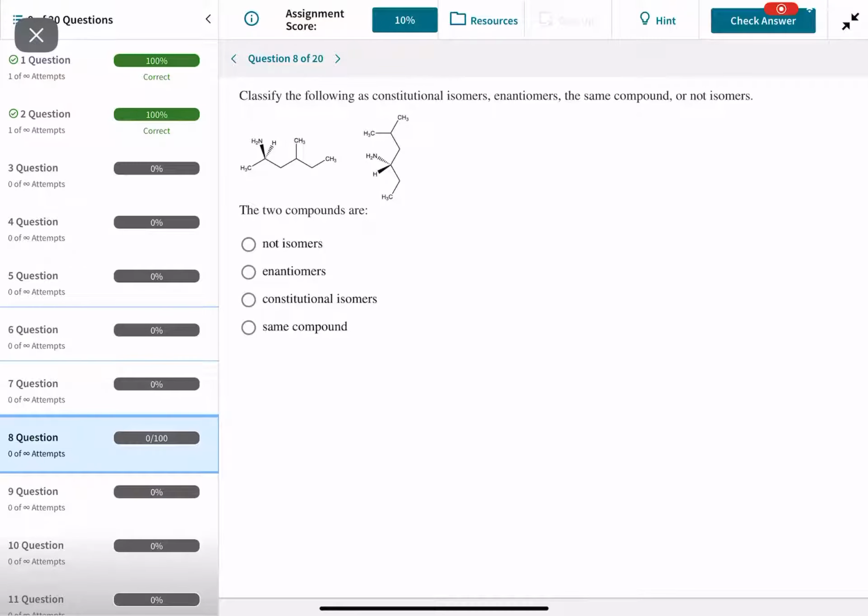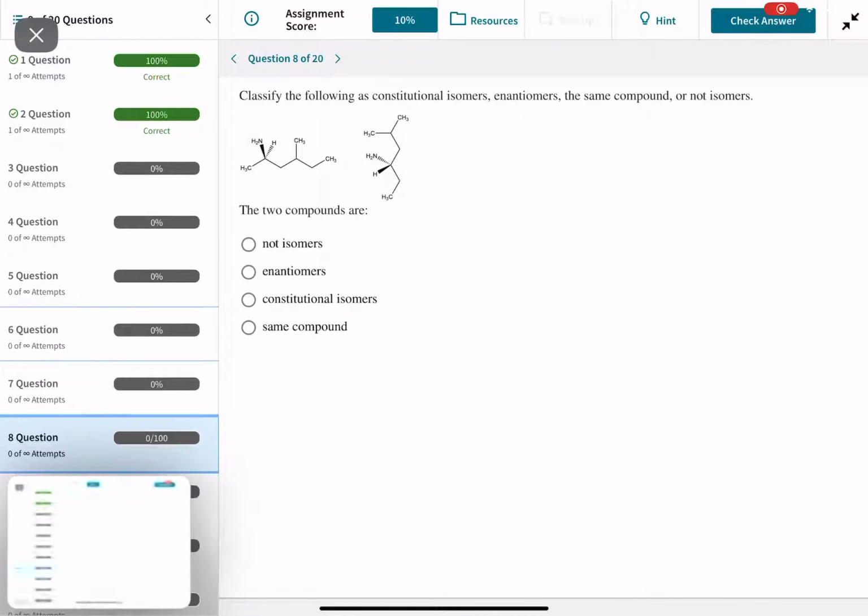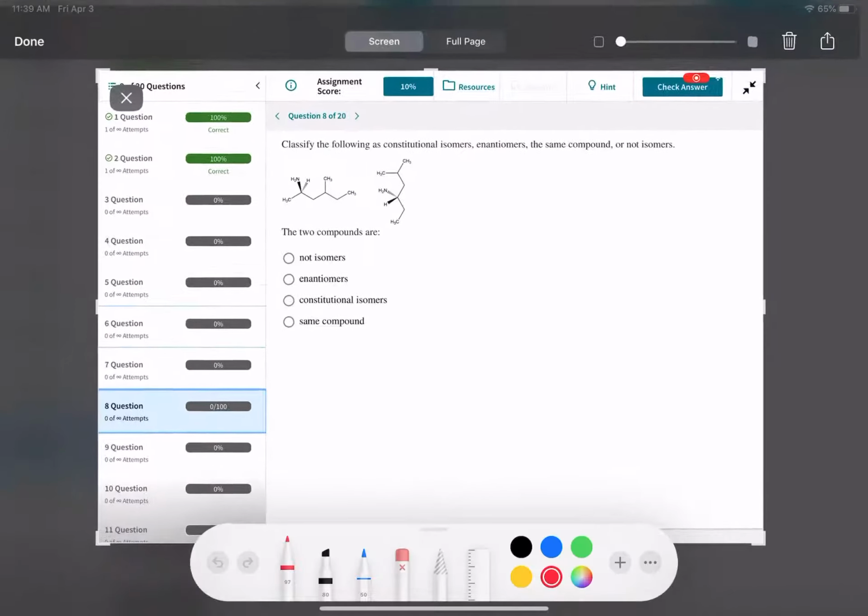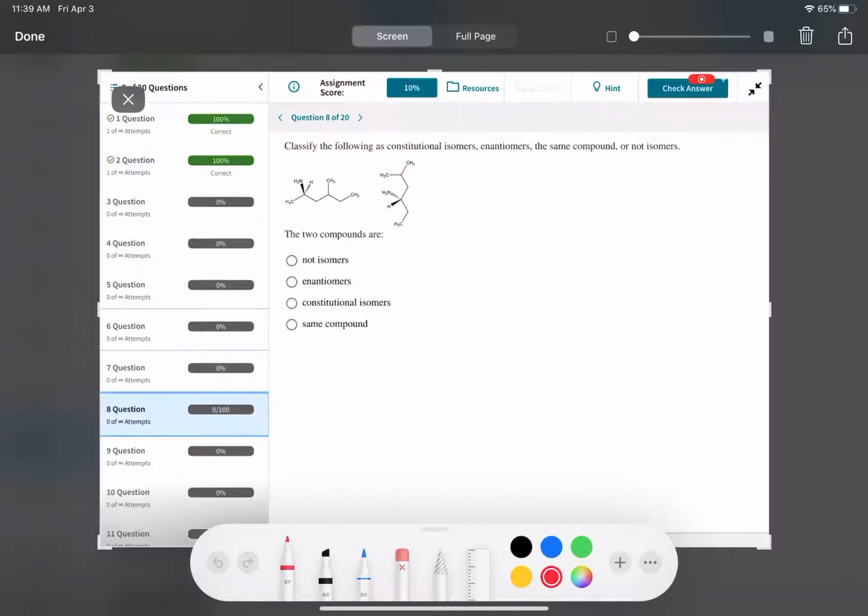This is giving you 2 different molecules, and it's asking you if they have a relationship. Are they enantiomers? Are they constitutional isomers? Are they the exact same compound? And the easiest way for you to do this, first of all, is to take this molecule and redraw it so that it is on its side, matching this particular molecule right here, just in terms of being on its side.